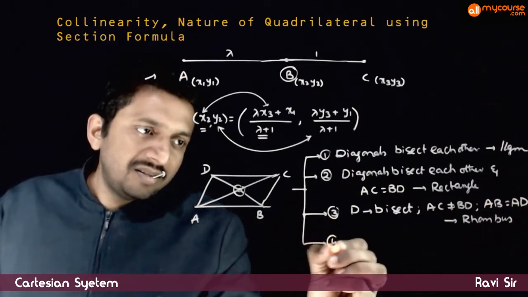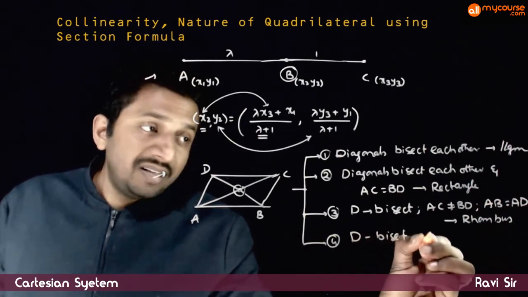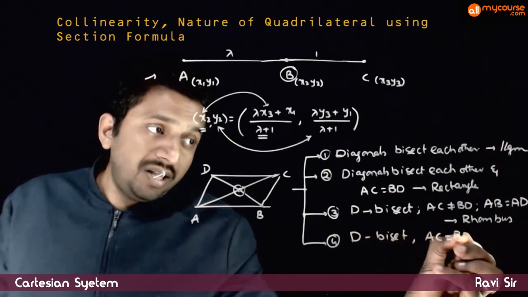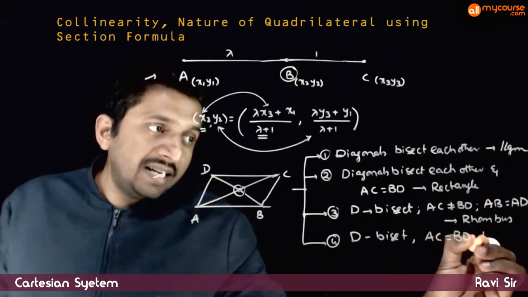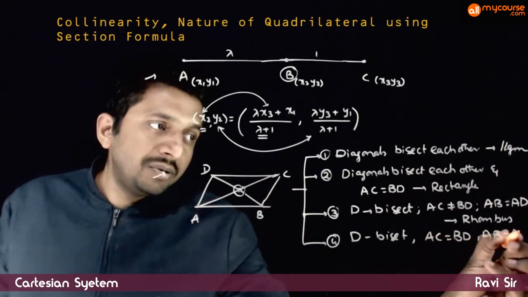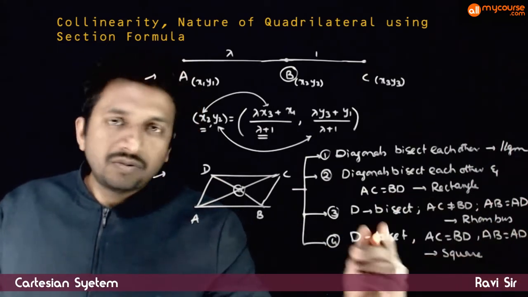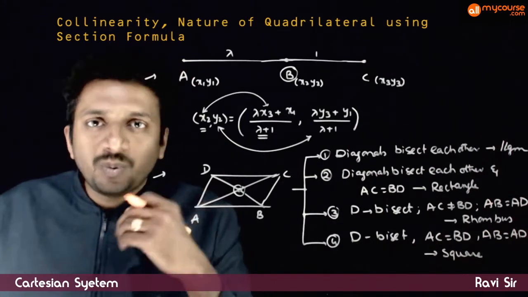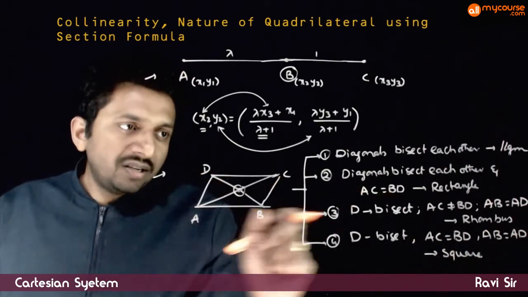Next, diagonals bisect each other. The diagonals are also equal. Diagonals bisect each other, diagonals are equal, and the adjacent sides are also equal. This becomes a square. So as you go down, the figure becomes more and more specific. If all the three conditions are valid, then it is a square.